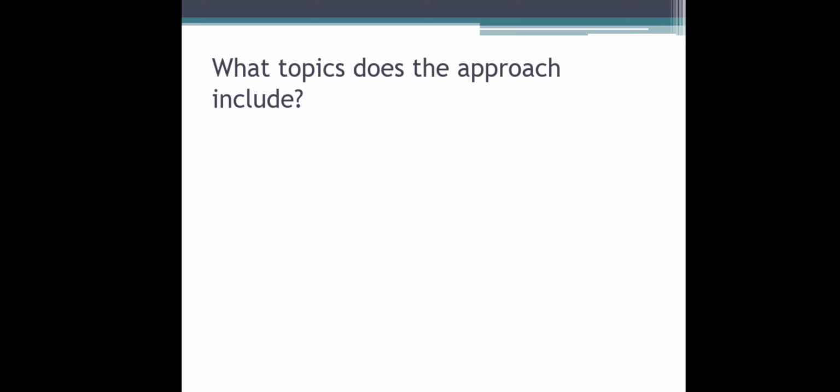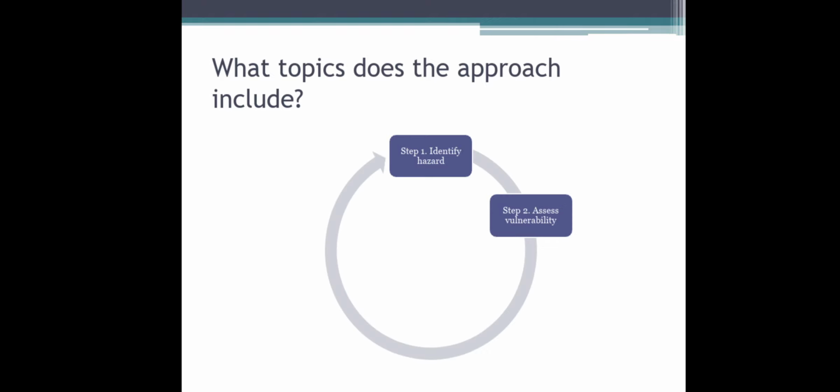So, what topics does the approach include? There are several steps to go through this training. The first step is to identify the hazard. Here, farmers identify several climate hazards associated with their activities. The second step is a vulnerability assessment. Here, farmers analyze each climate hazard and identify how vulnerable their activity is to a particular climate hazard.